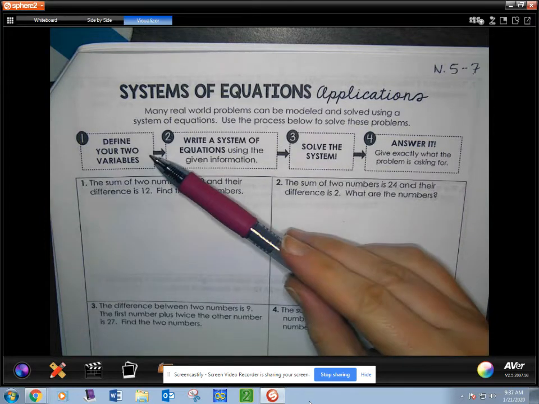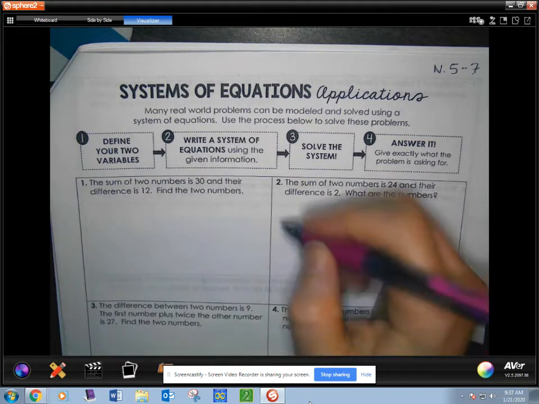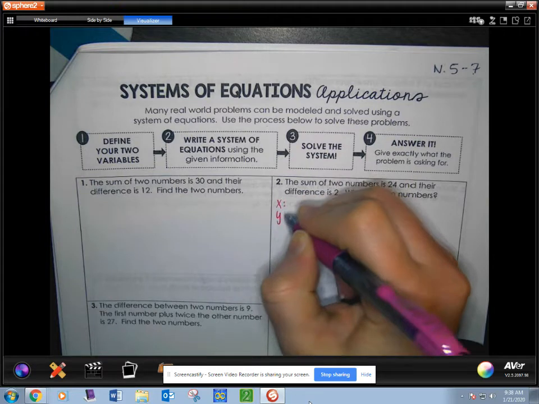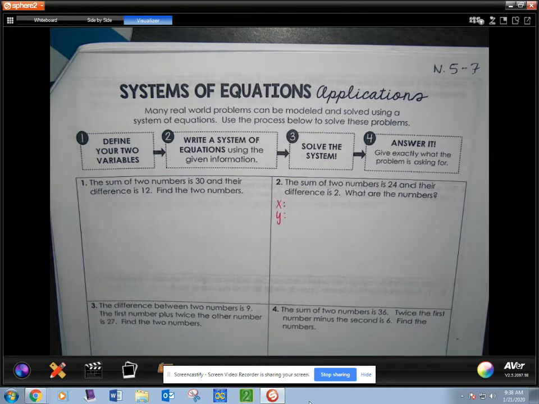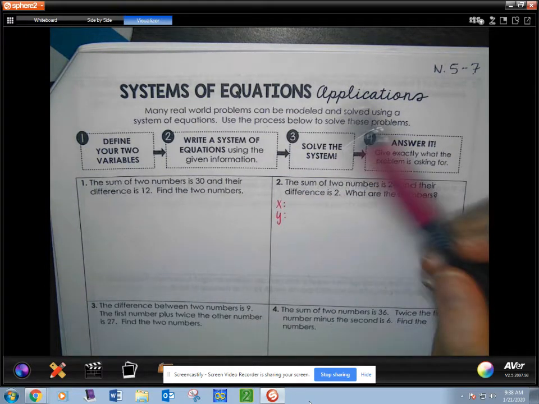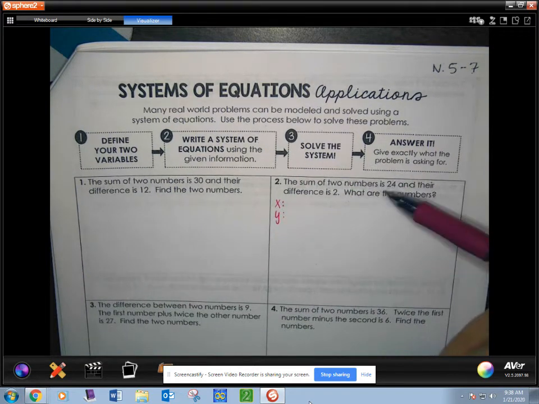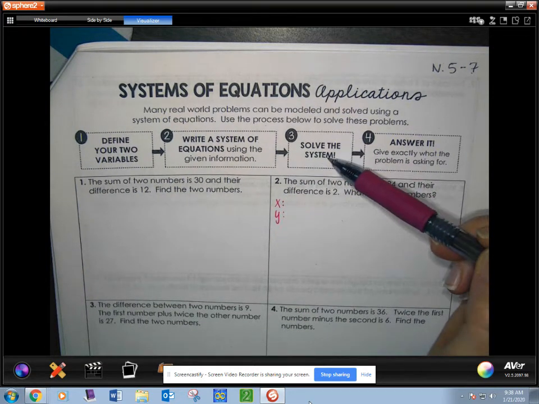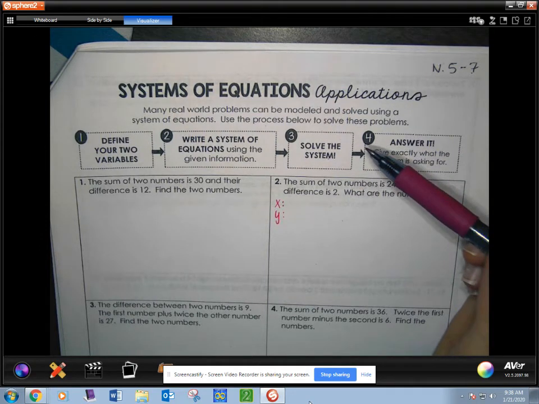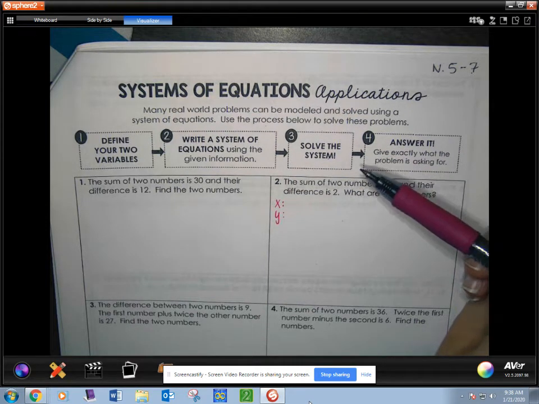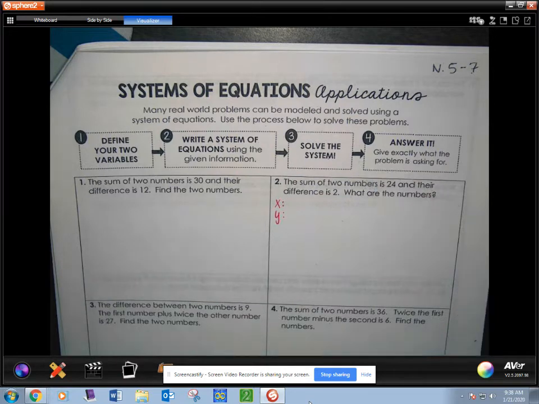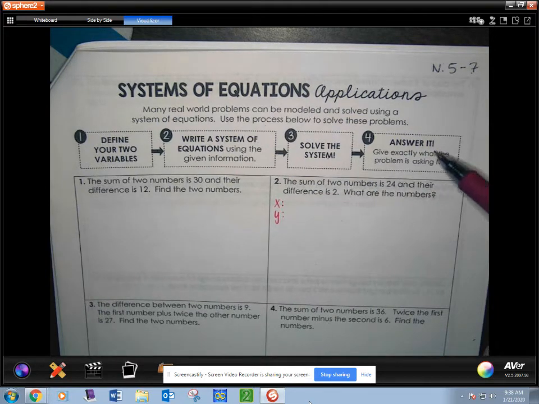The first thing it says is to define your 2 variables. So we're going to be talking about x and y in every problem, and you're going to have to define them so I know what is what. Once you define them, you have to write the system of equations given this information, and then you have to solve them. You can solve with elimination, substitution, graphing. I'm going to use elimination and substitution more because real-world problems are set up that way. And then you just have to give the answer saying exactly what they are.